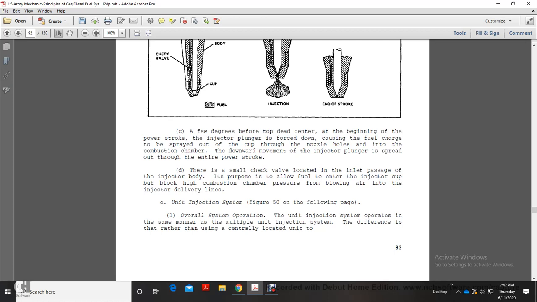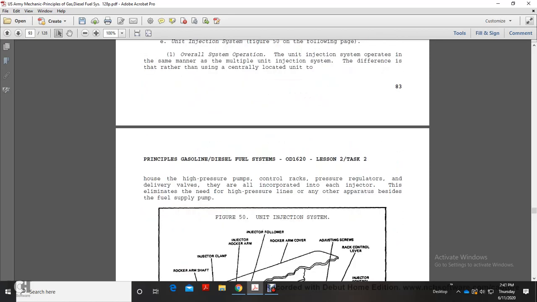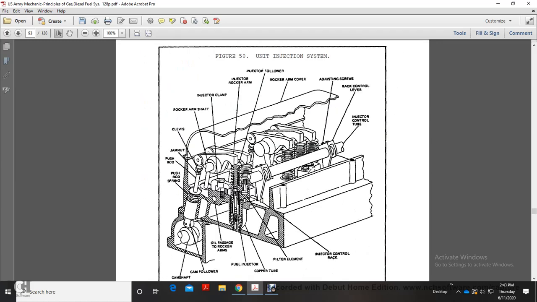Unit injection system, figure 50 on the following page. Overall system operation: the unit injection system operates in the same manner as the multiple unit injector. The difference is that rather than using a centrally located unit, the pumps, control racks, pressure regulators and delivery lines are all incorporated into each injector. This eliminates the need for high pressure lines and other apparatus besides the fuel supply pump.